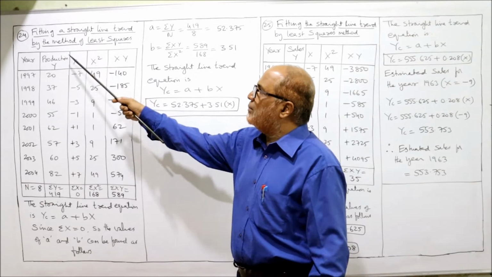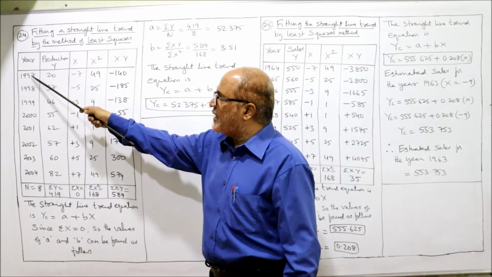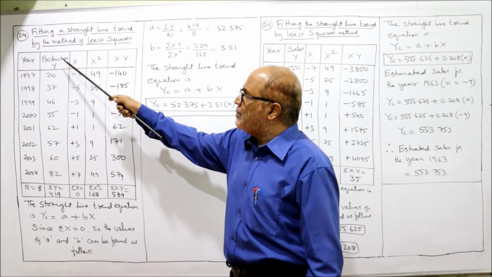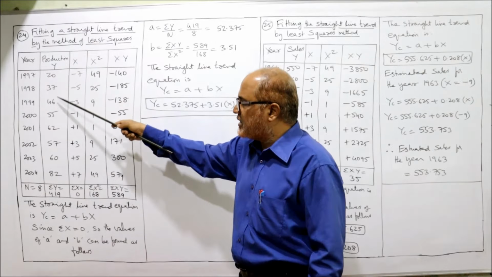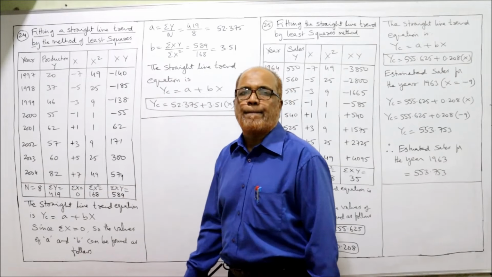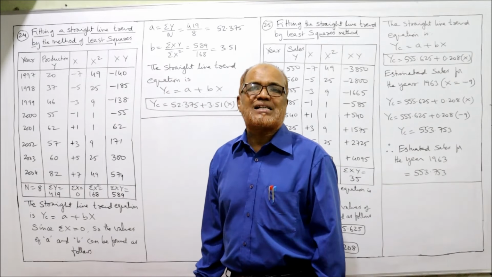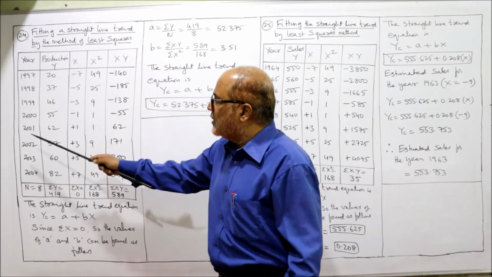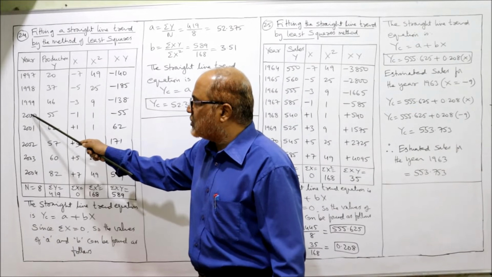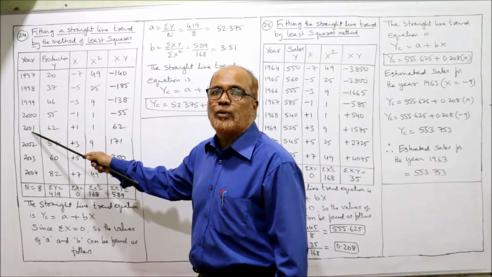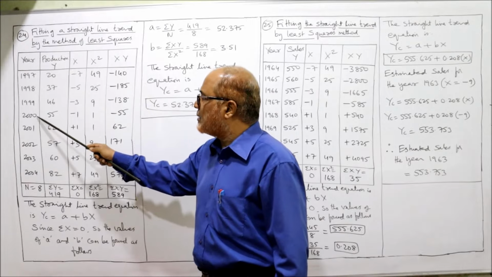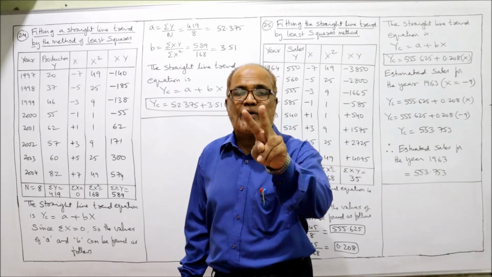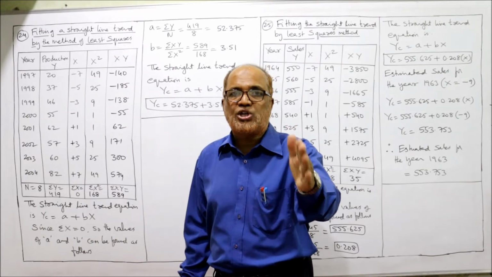Now fitting the straight line trend by the method of least squares. Years are given 97, 98, 99. Exactly the same, I have copied, 8 years. And the production values, whatever is given in the problem, the same thing I have taken, summation y 419. Now x values, totally 8 years are given. Leave the first 3 and the last 3. The central 2 years are 2000 and 2001. For these central 2 years, take -1 and +1. So -1 to +1, it will be 2 units. Because -1 to 0, 0 to +1.